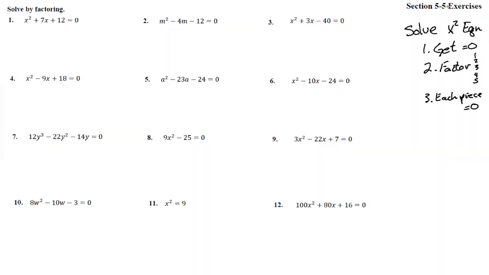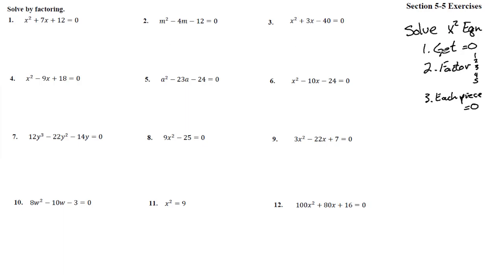Here we are in section 5-5, exercises 1 through 12. It says to solve by factoring. Now remember, when we have an x-squared equation and x's, we can't combine like terms. So everything we learned about how to solve equations back in chapter 2 that we used in 3 and 4 was useless. So we had to come up with a new way.